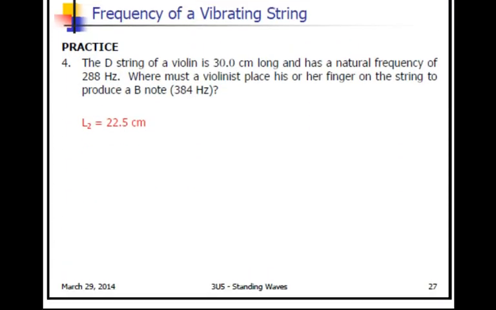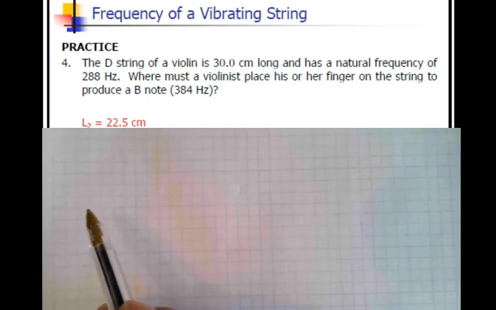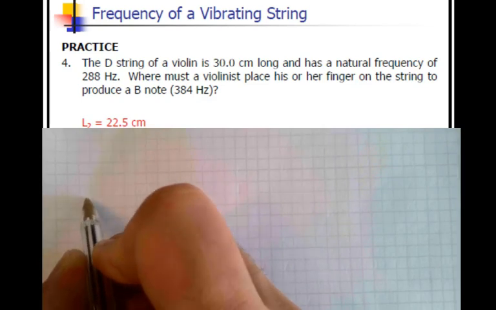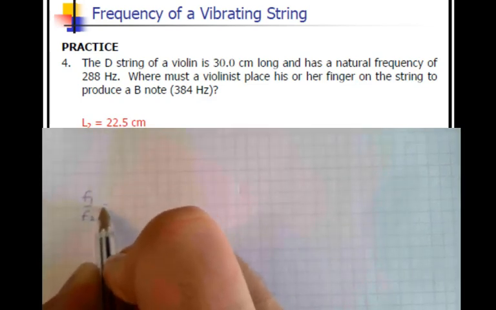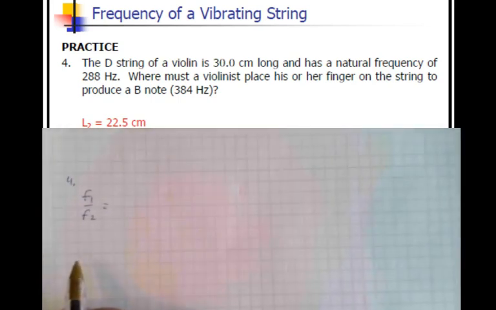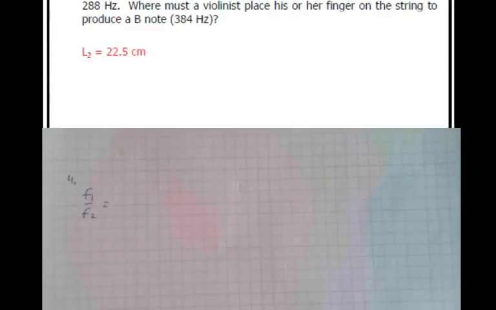Let's try something here. Question 4: the string of a violin is 30 centimeters long and has a natural frequency of 288 hertz. Where must the violinist place his or her finger to produce a B note with that frequency? So we have to find one of our F1 over F2 equations here. In this case, we're dealing with length. So let's go back and look. Length is the reciprocal, so it's L2 over L1.